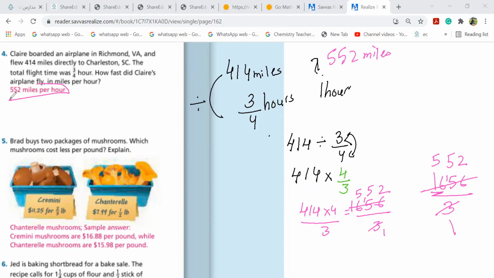Yes, but how did we divide this? Look at the screen. You multiply this, you get some number, 1656. Then you put in the calculator divide by 3. When you divide by 3, you get 552. Got it? Okay.